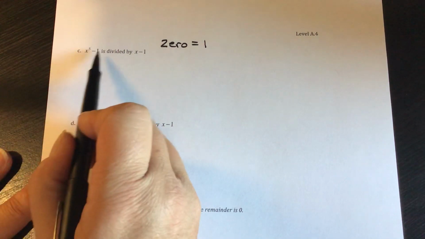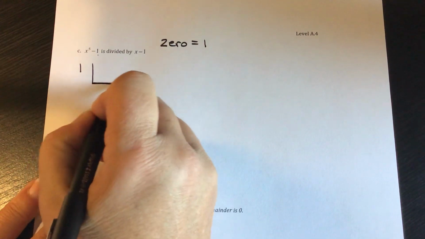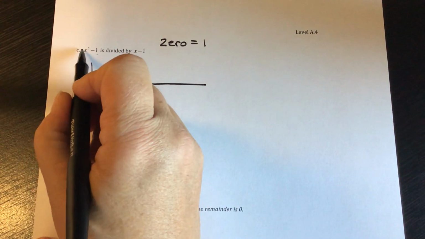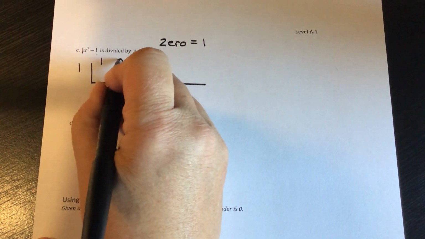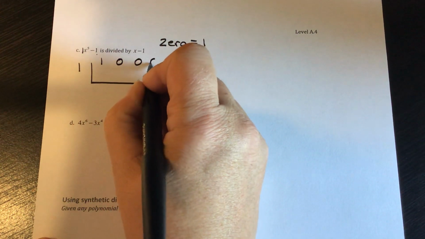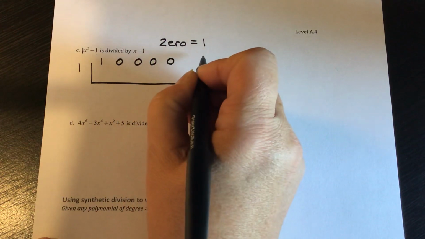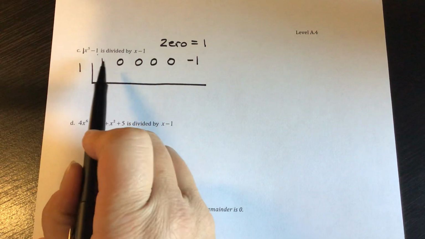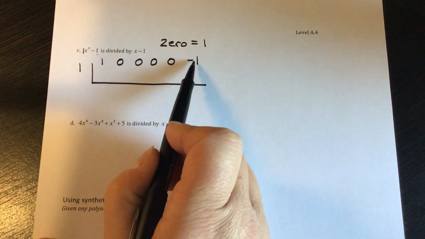And I have a lot of placeholders here when I am writing down my coefficients. So I'm starting with x to the 5, which is 1. I have 0x to the fourth, 0x to the third, 0x to the second, 0x to the first, and then minus 1 is my constant. So fifth, fourth, third, second, first, constant.